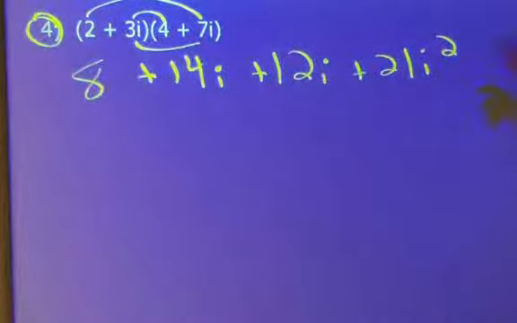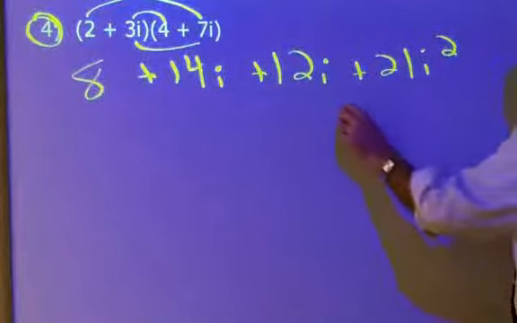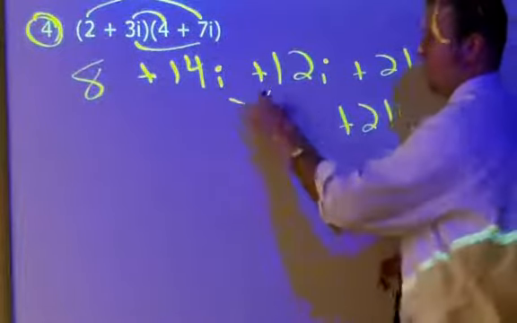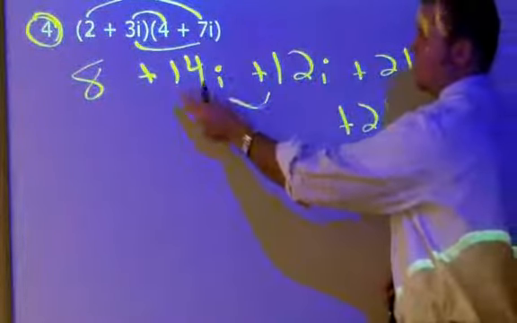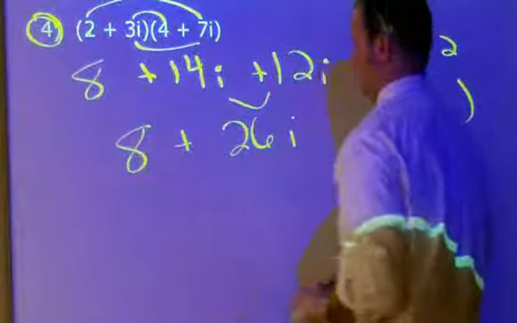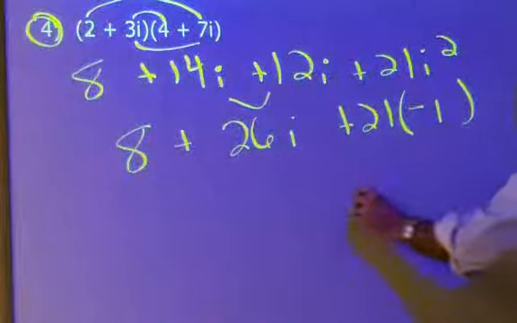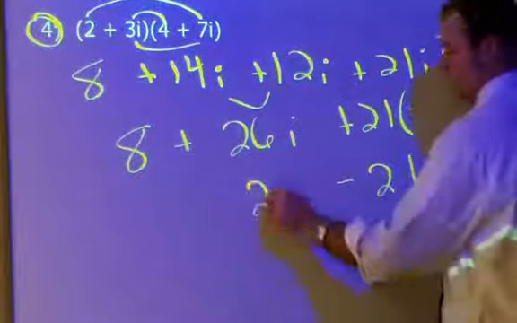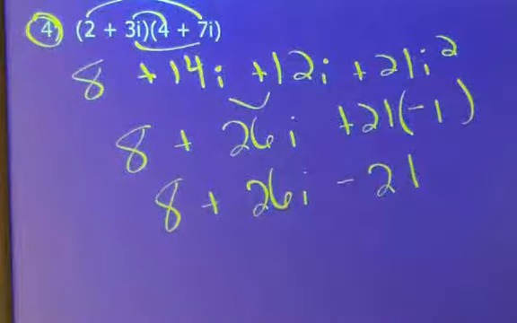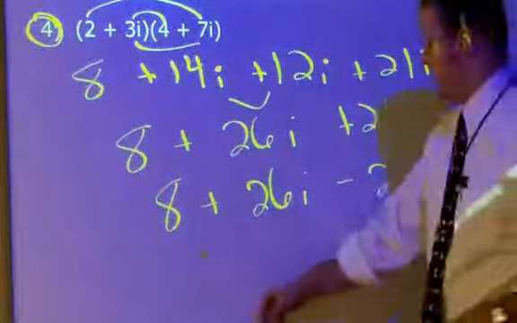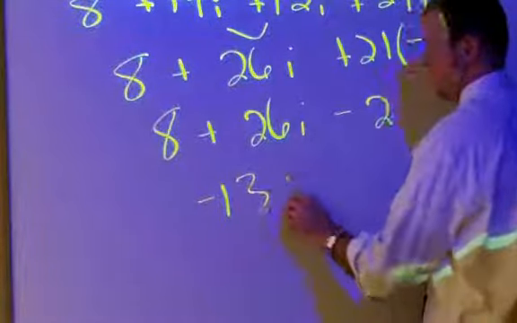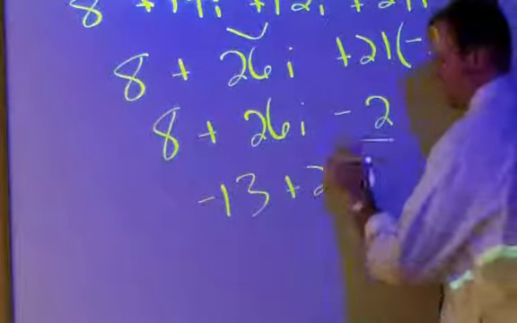And here's what we just said. Anytime I have i squared, replace it with -1. So I got plus 21 times -1. I have like terms, just like any other variable, i and i. So I got 14 plus 12, so that's 26i, and plus 8. All right, let's clean this up. This actually becomes minus 21. I've got 26i, and I've got a positive 8. Like terms again, 8 minus 21. I have negative 13 plus 26i.